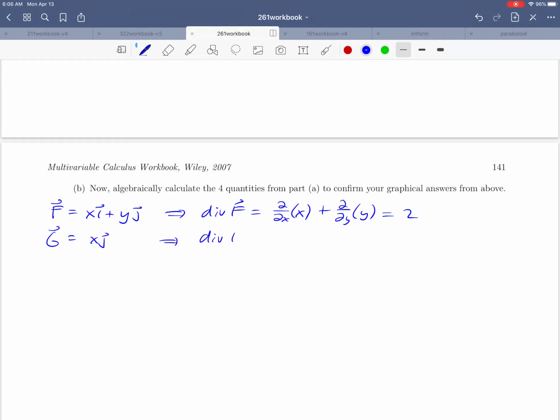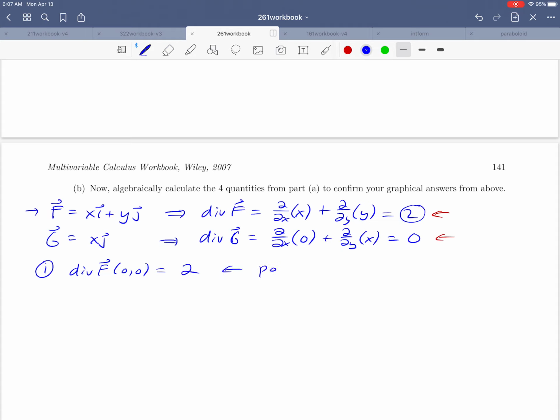Okay, and then for g, same idea. There is no i component, so we're taking the partial derivative with respect to x of 0, and then partial y of x. That's going to give us 0. Okay, what's interesting is there are no variables in those two quantities that we got. So if we go back to part 1, we were interested in finding the divergence at the point 0, 0. But x and y being 0 is kind of irrelevant. We're going to get 2 every time. So if you substitute 0 and 0 in, you're going to get 2 out.